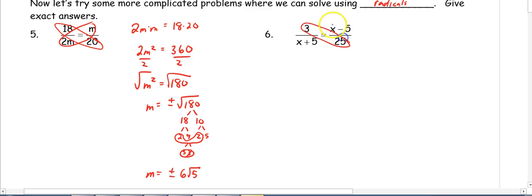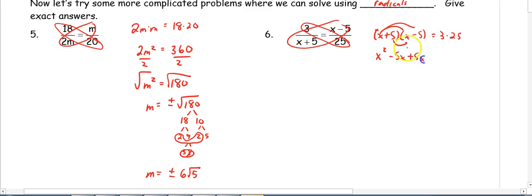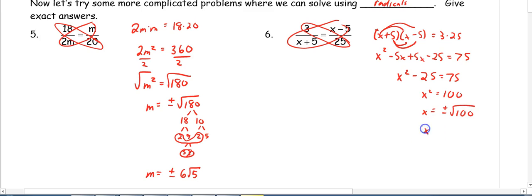Number 6, when I cross multiply, I have (x plus 5) times (x minus 5) equals 3 times 25. So we get x squared when I distribute, minus 5x plus 5x minus 25 equals 75. The x's cancel out, so we have x squared minus 25 equals 75. We can add 25 to both sides, so x squared equals 100. Take the square root of both sides, so x equals plus or minus the square root of 100, which is 10. So we have x equals plus or minus 10.